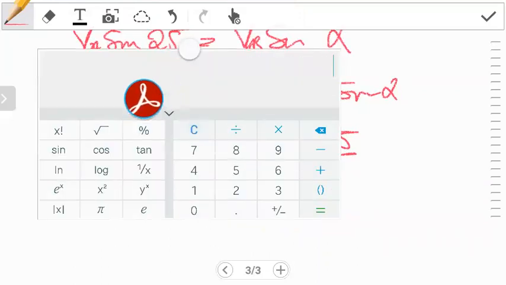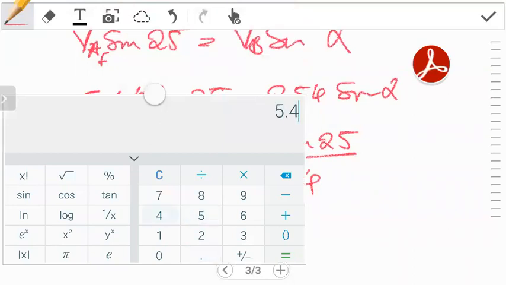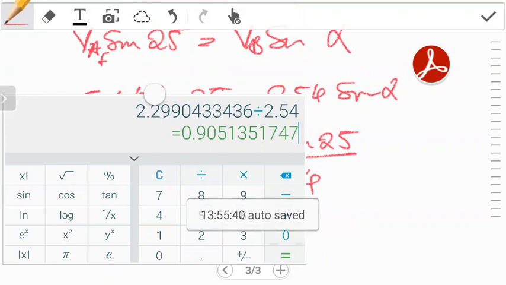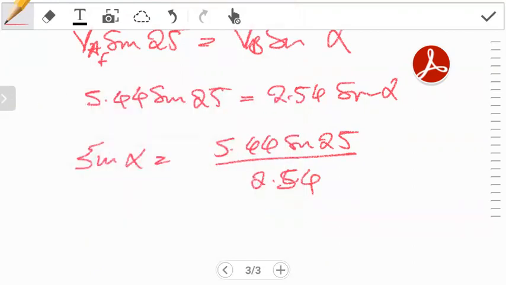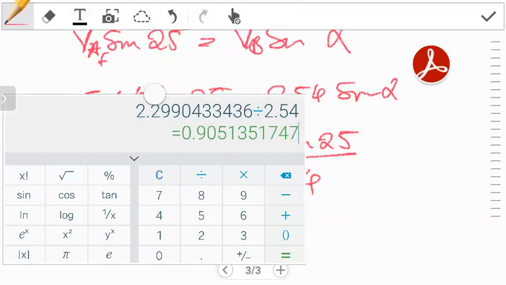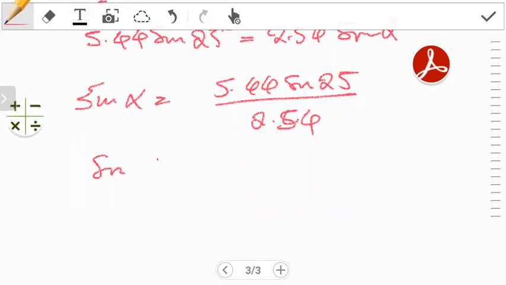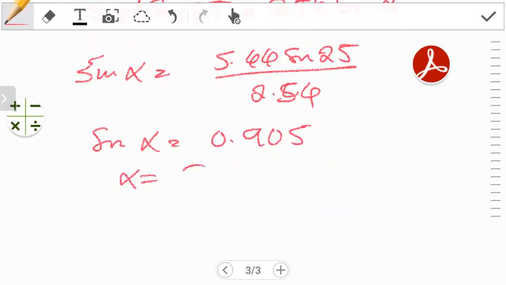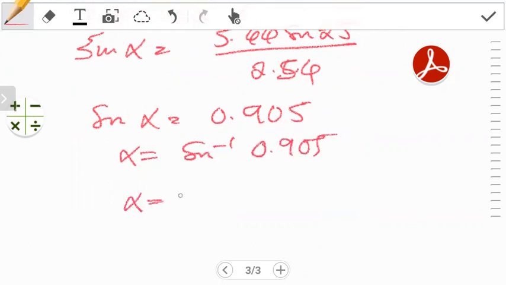Okay, so let's see what we get. So we have 5.44 sine 25. We get that divided by 2.54. Okay, now we have 0.905. So sine alpha is equals to 0.905. Okay, so now we get sine inverse. So alpha is equals to sine inverse of 0.905. And we should be able to see that this gives us 65 degrees.